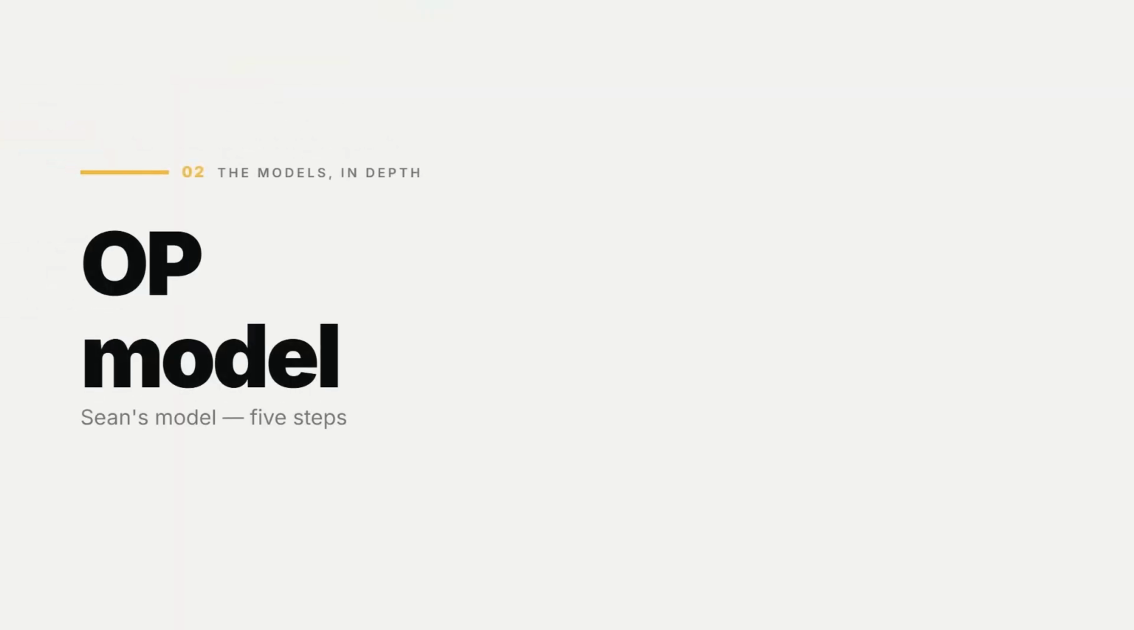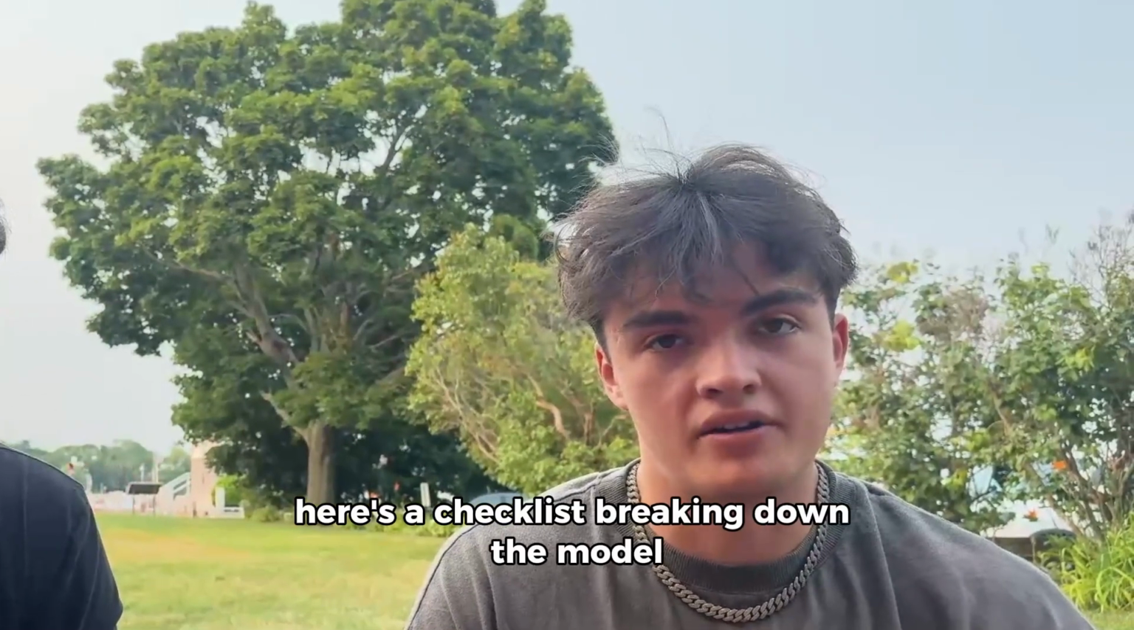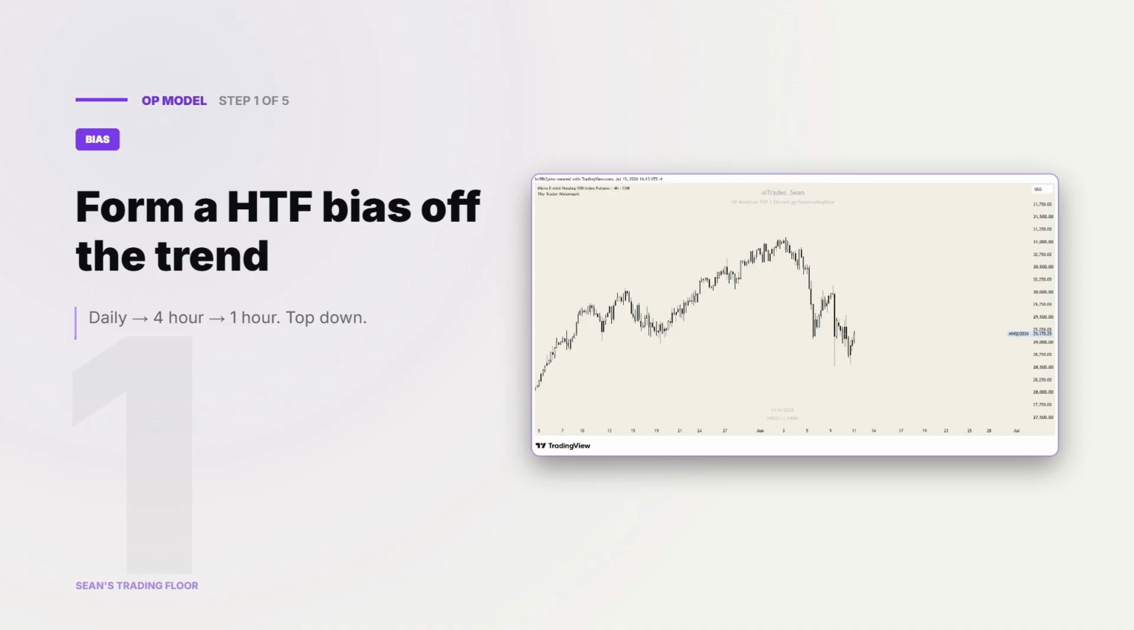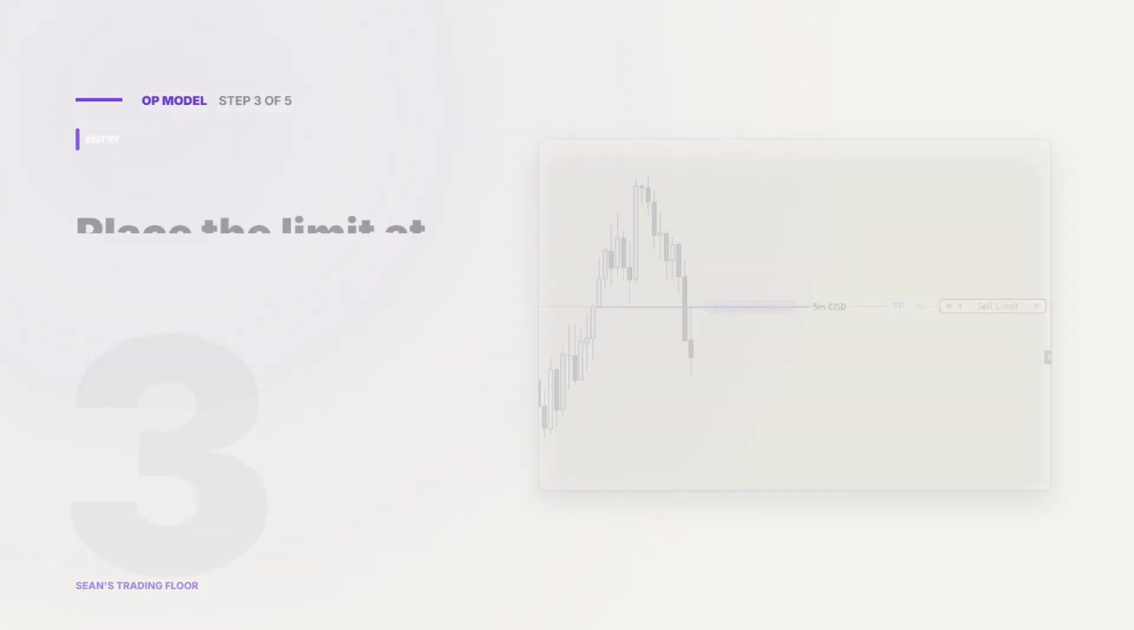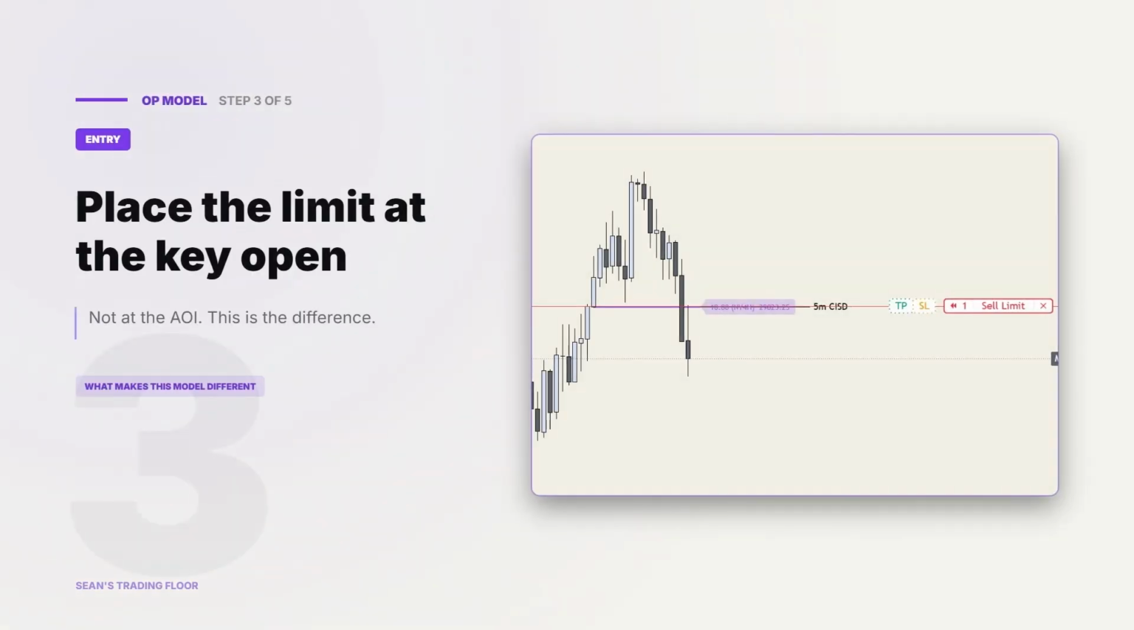Now I'm going to break down my model, the OP model. Again, here's a checklist breaking down the model. Step 1, we are forming a high time frame bias, looking at the trend. Step 2, I am identifying an area of interest near a key open. Step 3, I am placing a limit order at a key open.